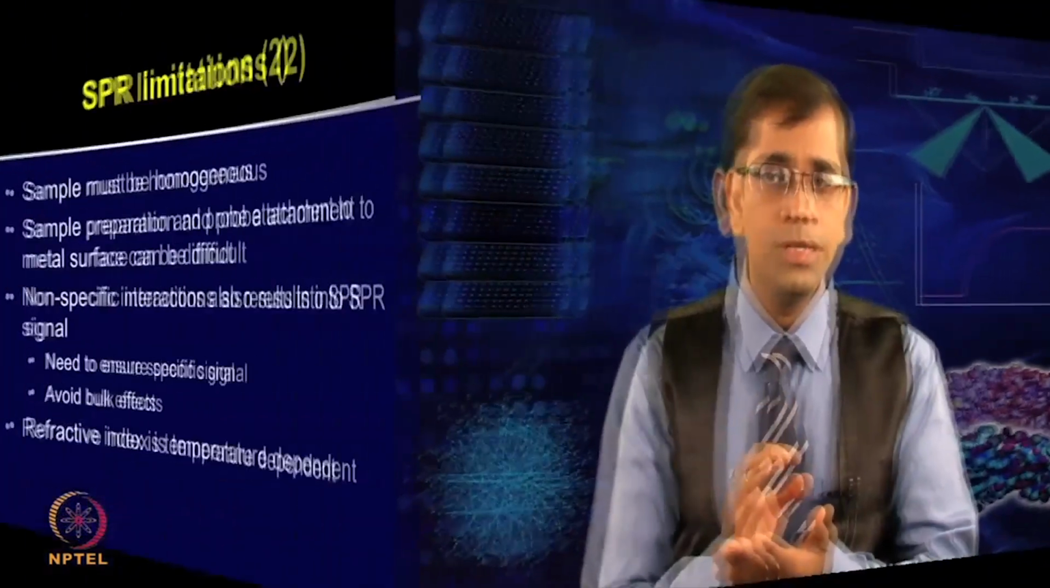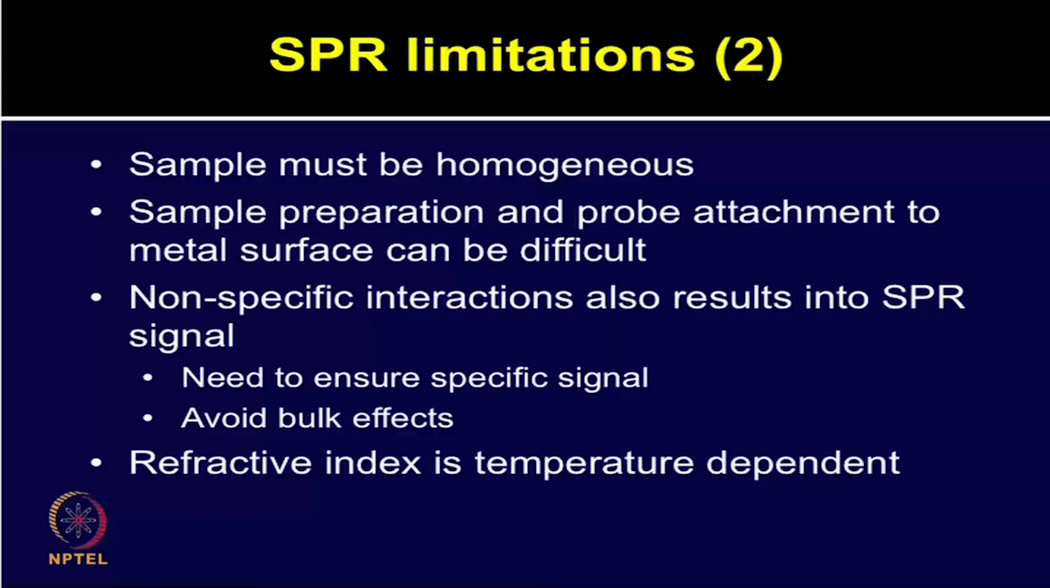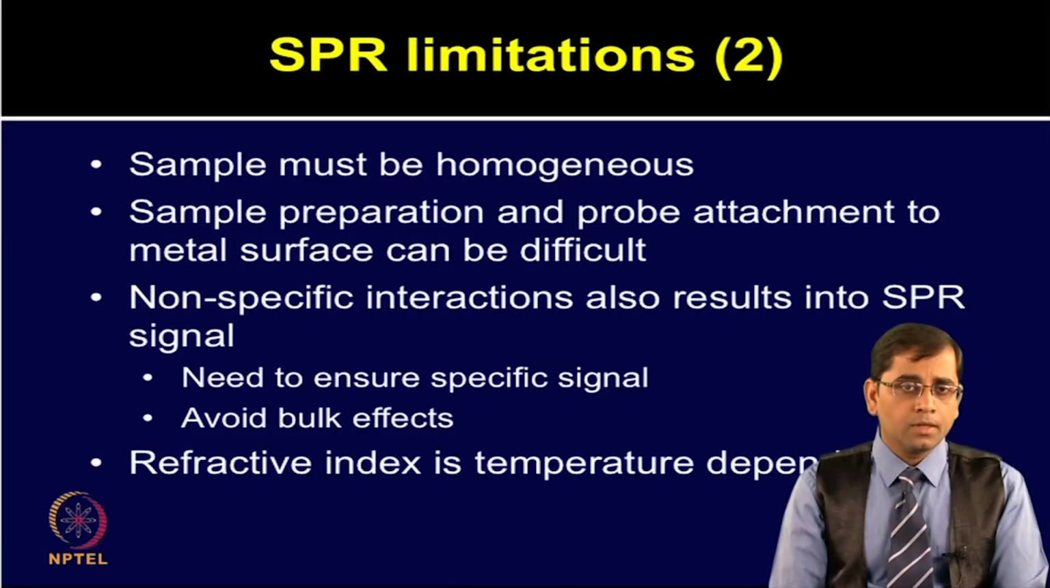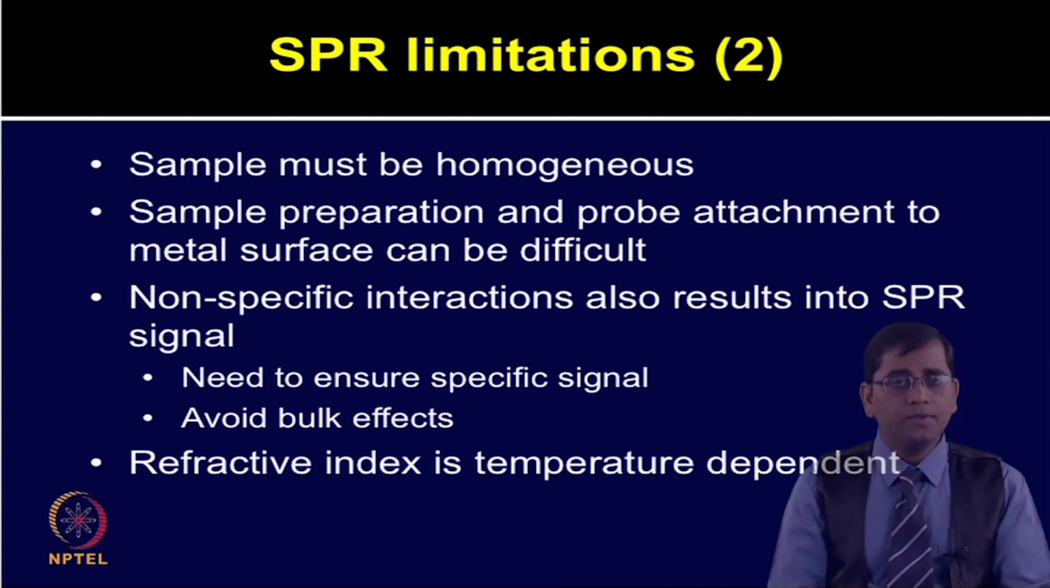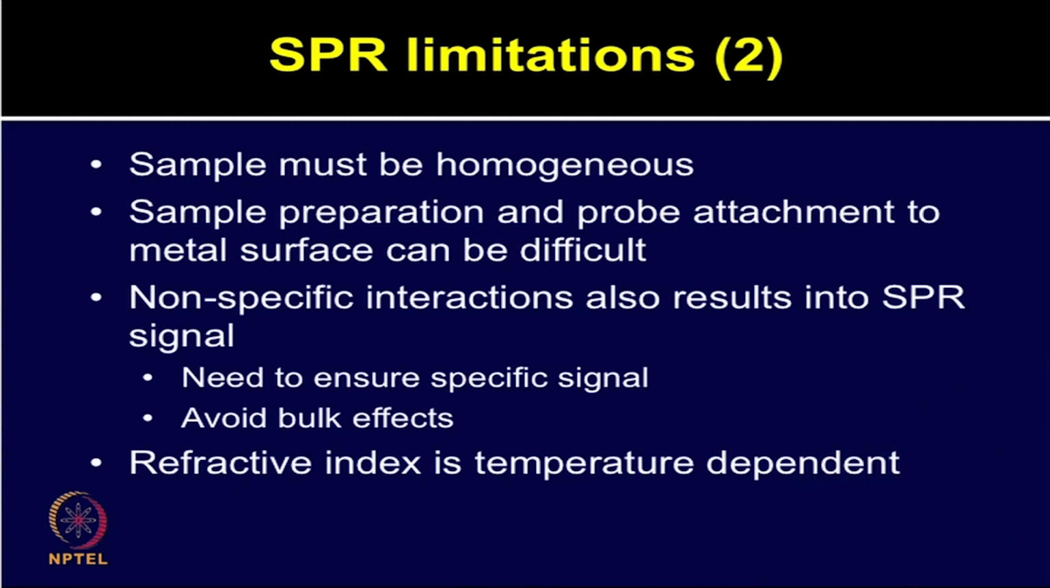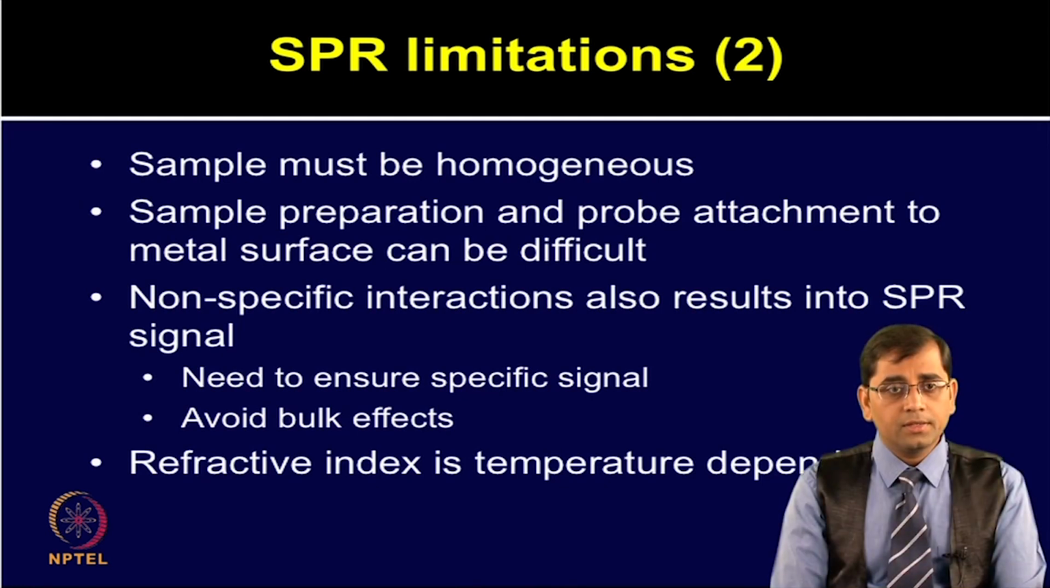Samples need to be homogeneous and the sample preparation has to be very meticulous. The immobilization procedure may require a lot of optimization with different types of surface chemistries. Often non-specific interaction can also result in false SPR signal. So, there is a need to ensure that the signals obtained are specific and unique to the experiments. The bulk effect can also interfere with the actual data, which needs to be avoided.